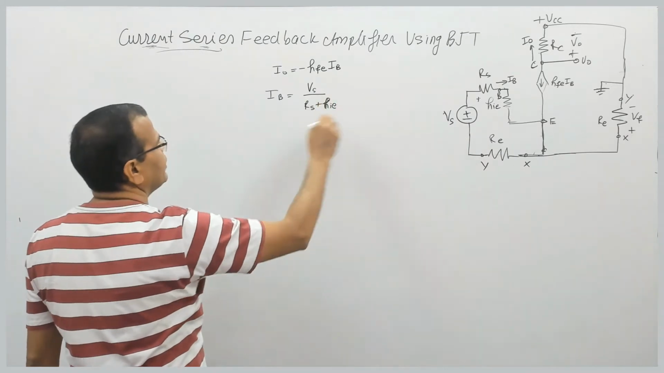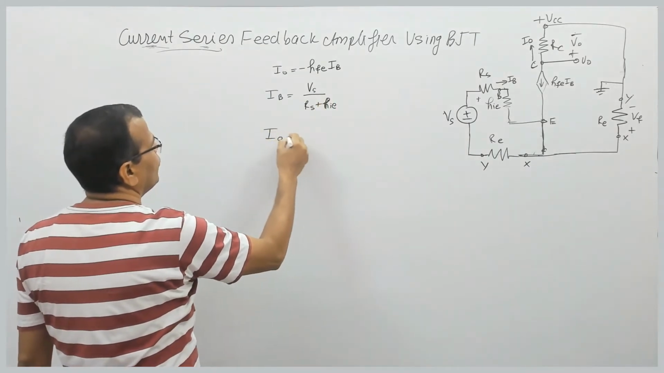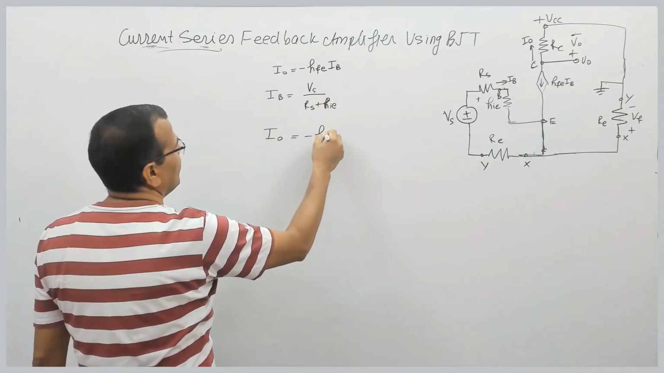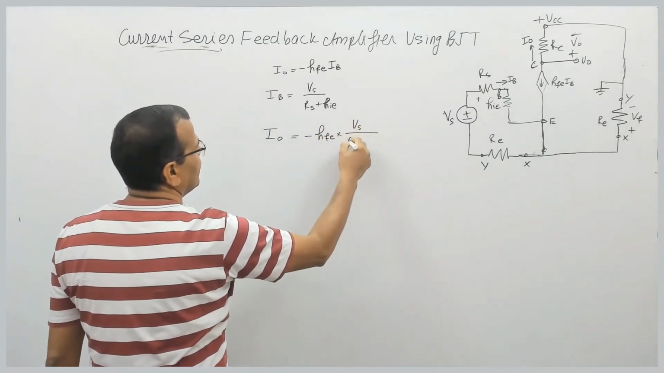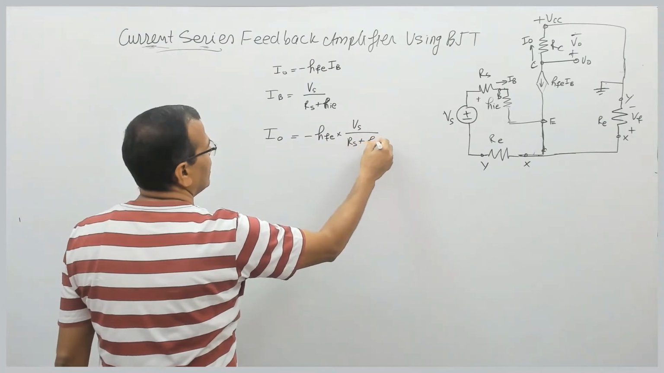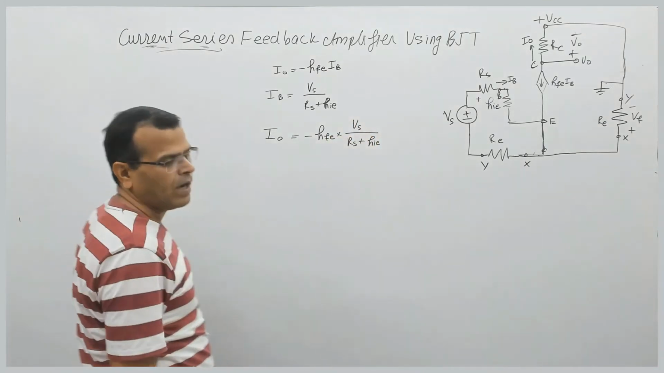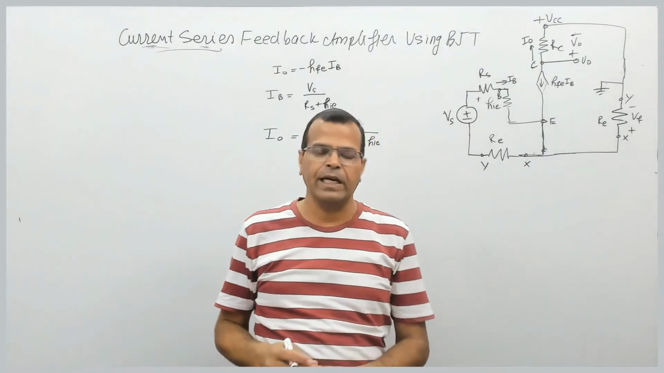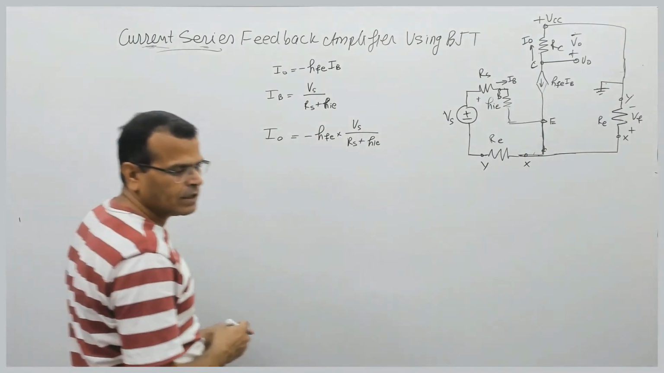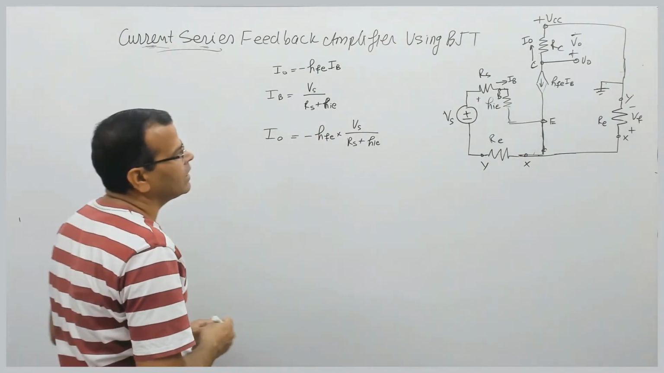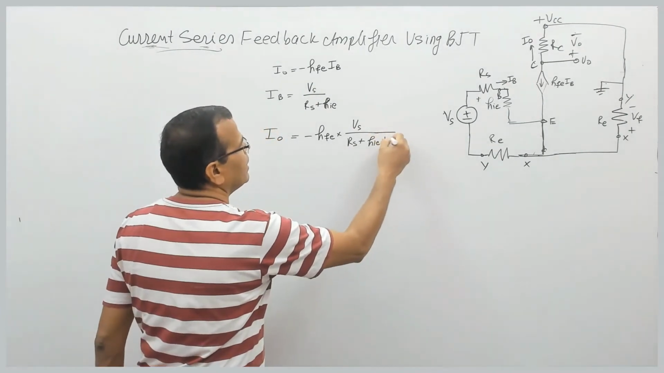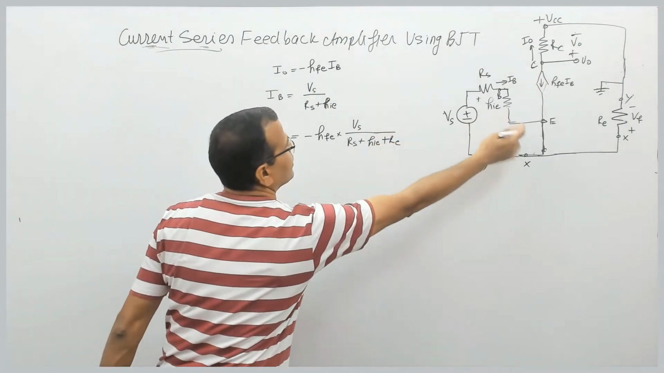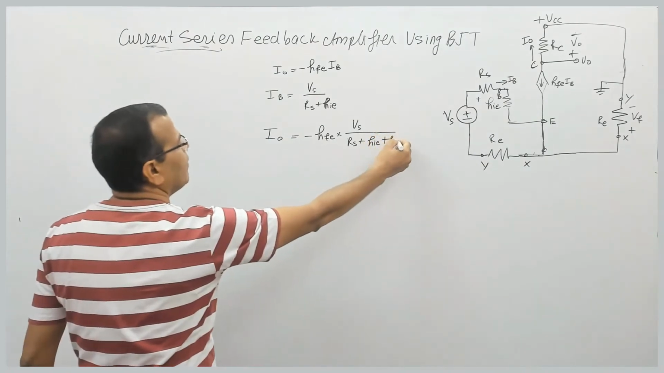RS plus HIE. So I0 will be equal to minus HFE into VS divided by RS plus HIE. I hope the concept is clear. So what will be the transconductance gain? I'm sorry, there is one more resistance here, that is RE as well in this circuit, input circuit. So we have RE also.